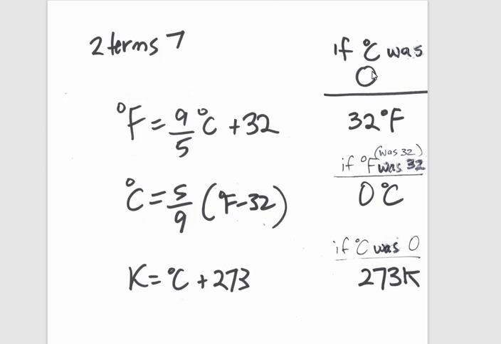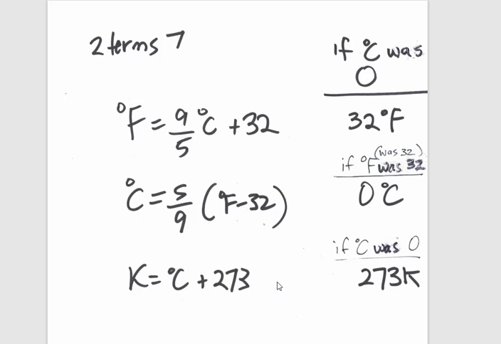If it was 0 degrees Celsius and we plugged into this first formula, 9/5 of 0 is 0. Add that to 32 and that would give you the conversion in degrees Fahrenheit. If the Fahrenheit value in this formula was 32, we would say 32 minus 32 is 0. 5/9 of 0 makes what?